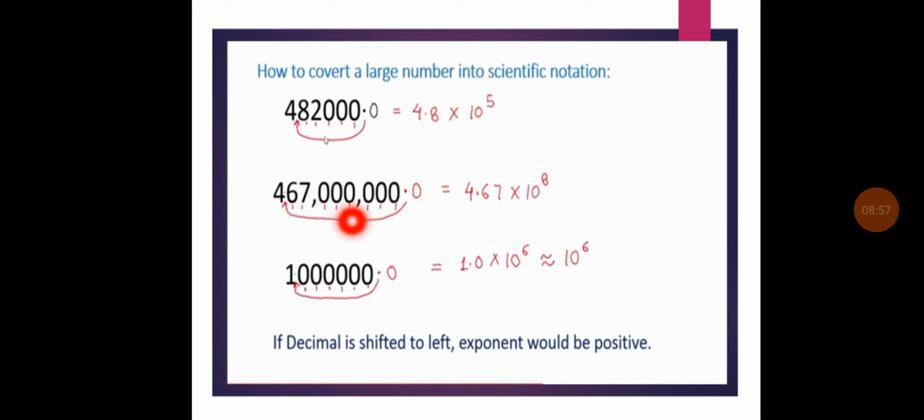In this value also we have the decimal at the end. So we move after the first non-zero digit and our exponent will be 8. Count here 1, 2, 3, 4, 5, 6, 7, 8. Similarly, in this value, it will be 1.0 times 10 power 6. Clear? So therefore, we convert a large number into its standard form, the decimal is shifted to left and the exponent will be positive.